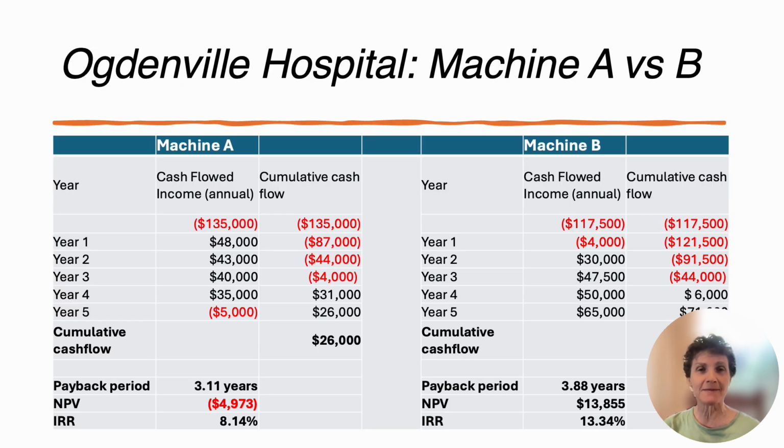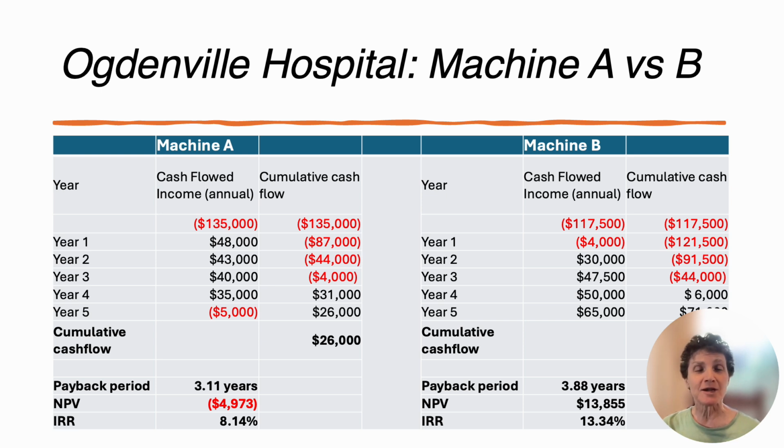Part 2 of this assignment is about Ogdenville Hospital, which is selecting between machine A and machine B. Question 1 asks about the relative merits of each purchase. The calculations are in the Excel spreadsheet.